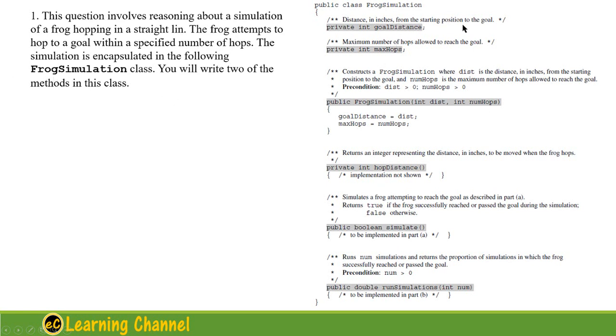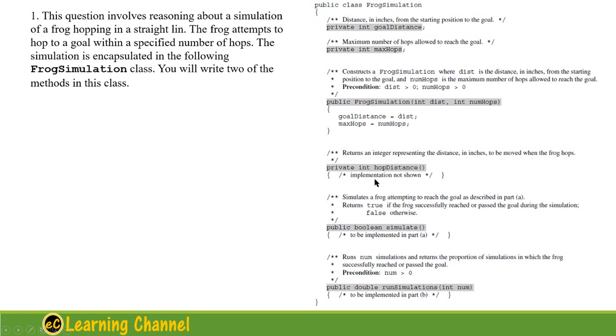Over here you have a frog simulation class, and then you have a private variable goal distance, which is the goal line you need to reach. Then there is a maximum hops, which is the number of hops that is allowed for you to hop. So if you don't reach the goal line within that many hops, you will be determined to have failed to reach the goal line.